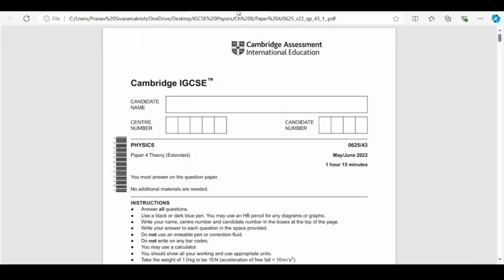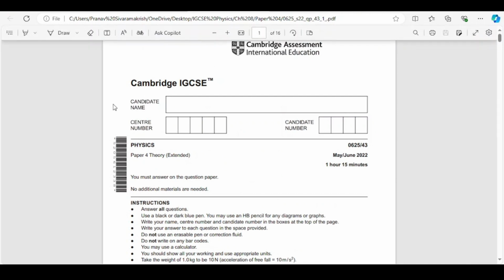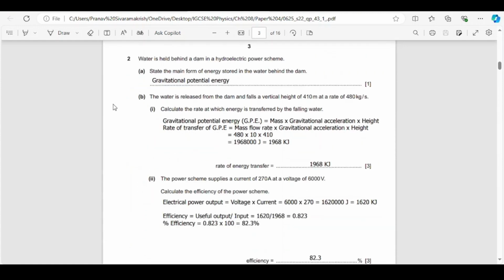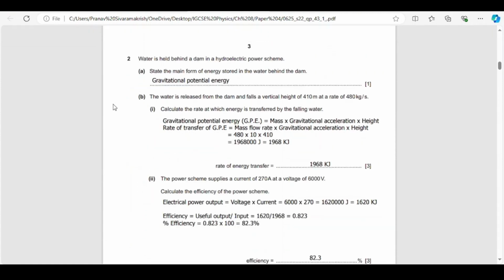So let's move on to the next paper, which is May-June 2022, variant 4.3. Go down, try and find the first question on essentially work done and power.